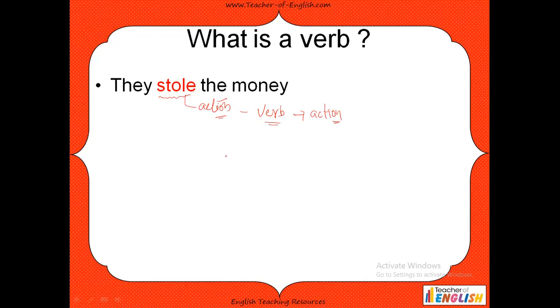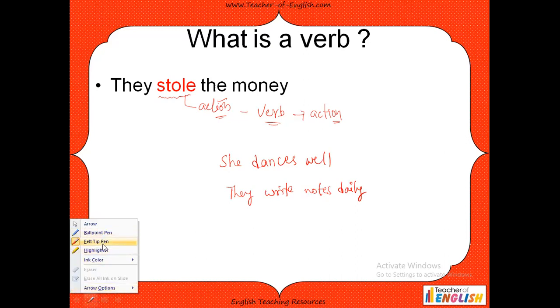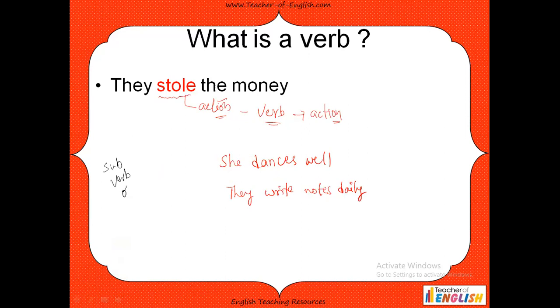Suppose I say, she dances well. They write notes daily. If you look at these examples, we can understand clearly that when a sentence is written, we have three important parts in the sentence. So what are they? Very good. Subject, verb, and object. These are the important elements of a sentence.